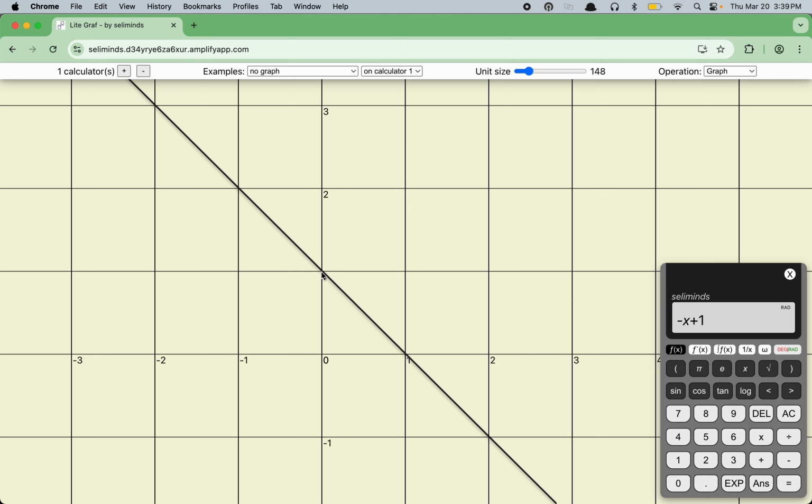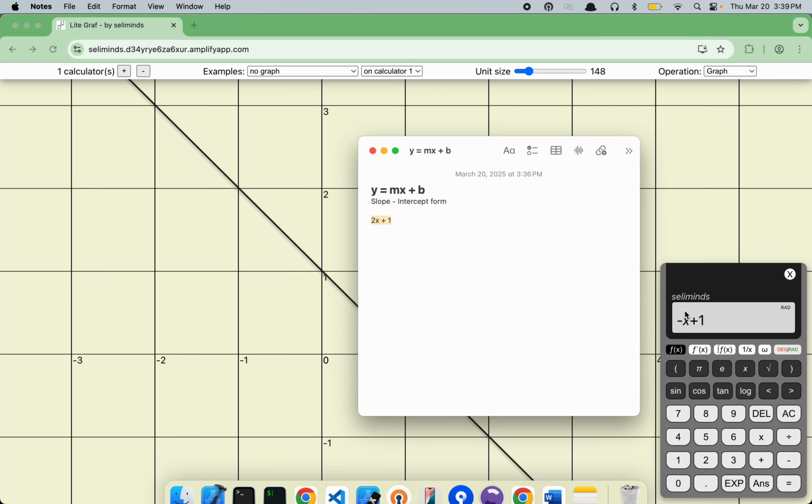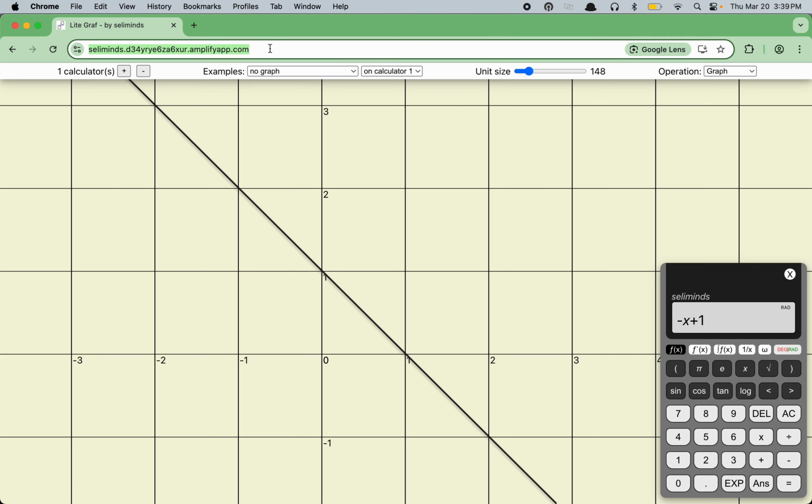It's very easy to get a visual of a line which has the slope-intercept form. So as a review, this is the slope-intercept form of a line. Examples are this one, or negative 2x minus 4 or 5. And we can use this tool in order for us to get a visual of how it looks. That's it. Thank you.